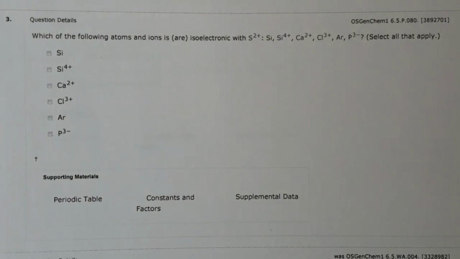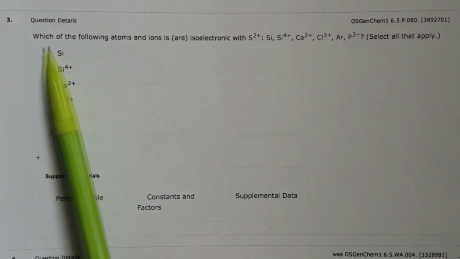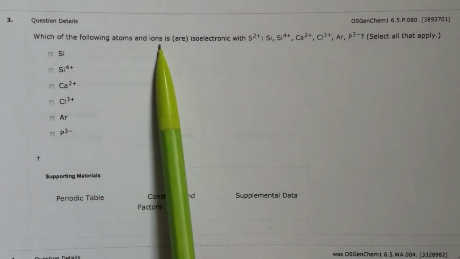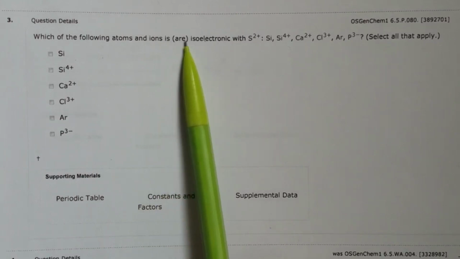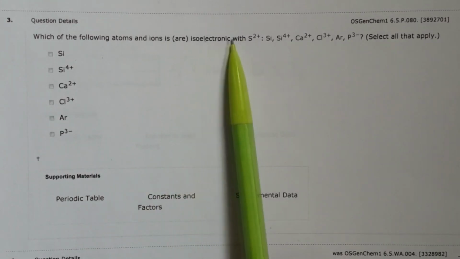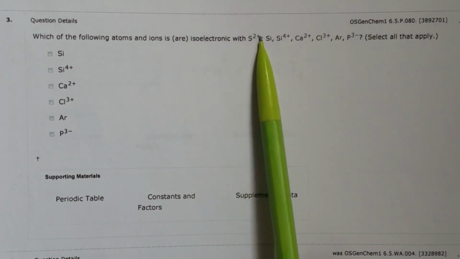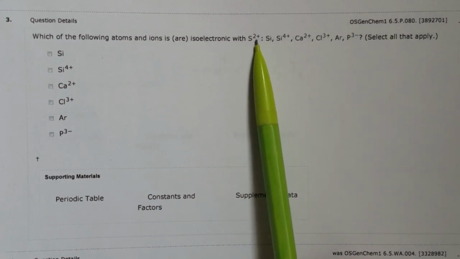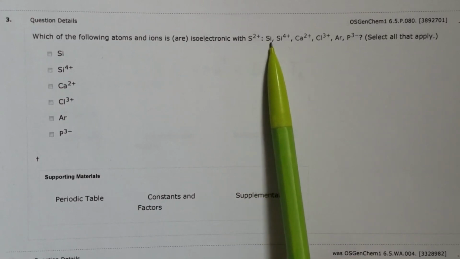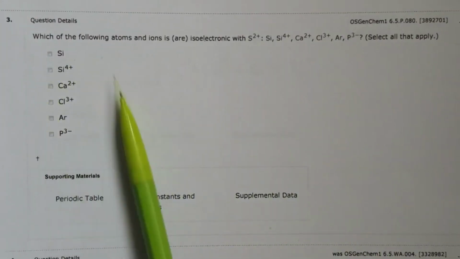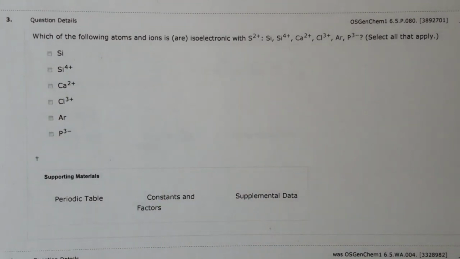This one is Chapter 6, Periodic Properties, homework problem number 3. Which of the following atoms and ions is or are isoelectronic with S2+, that's sulfur carrying 2 positive charge. You have those 6 choices, and we have to pick one answer.